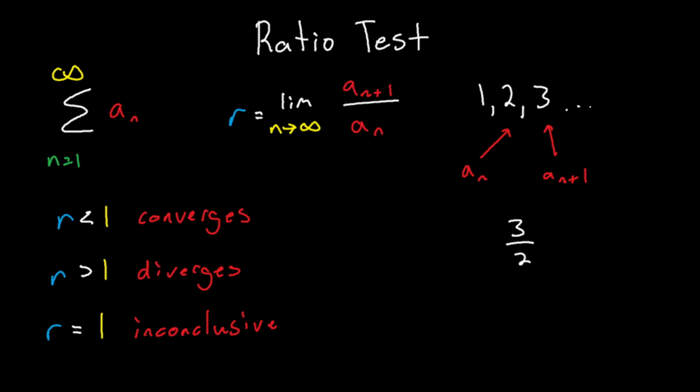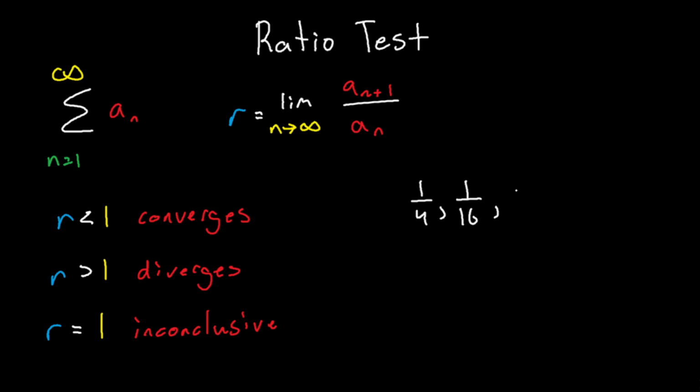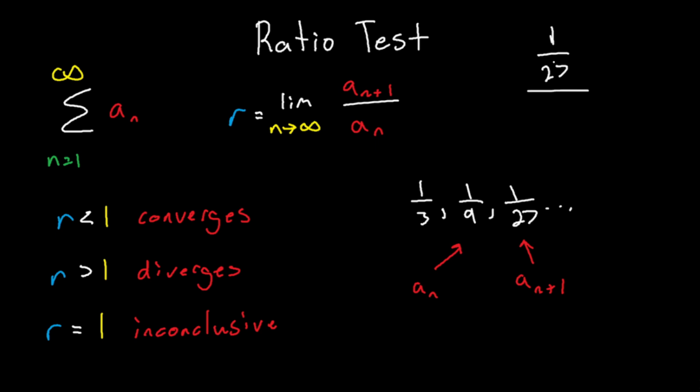But what if the ratio between the numbers is actually less than 1? Let's use the example 1/3, 1/9, 1/27. Let's call this a of n, and let's call this a of n plus 1. Well, a of n plus 1 is the next number, correct? If you take the ratio between these two, you get 1 over 27, which is a of n plus 1, over a of n, the previous number, 1 over 9. We get 1/3 if we do this.